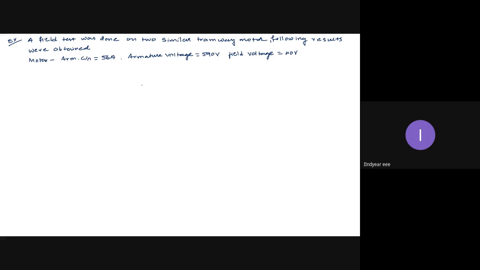And there is a small mistake. This is a solved example in the textbook. It is a question paper example, and also it is a solved example in the textbook. But there is a mistake in the solution in the textbook.